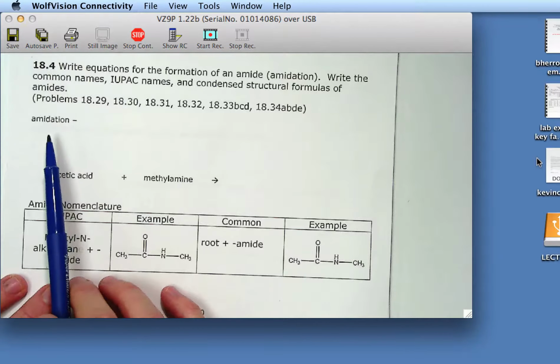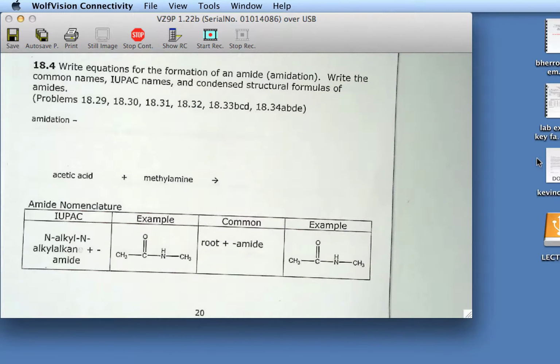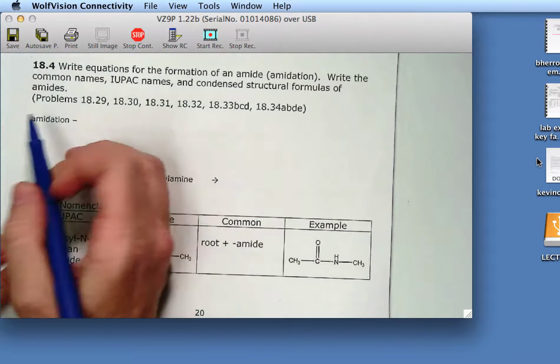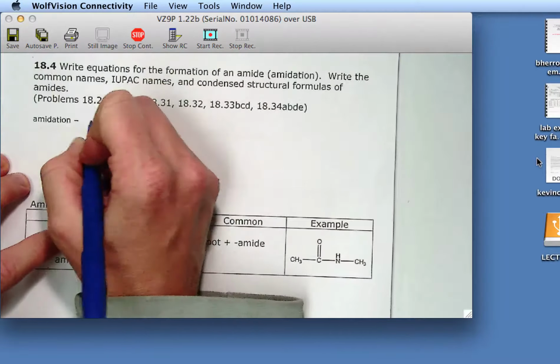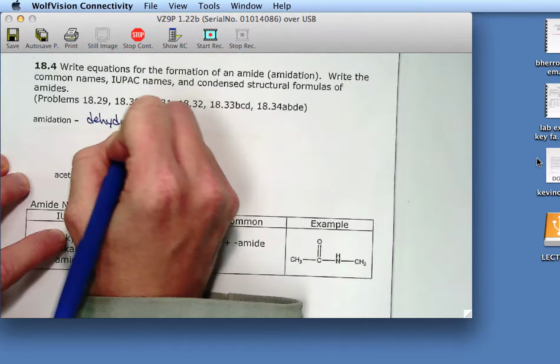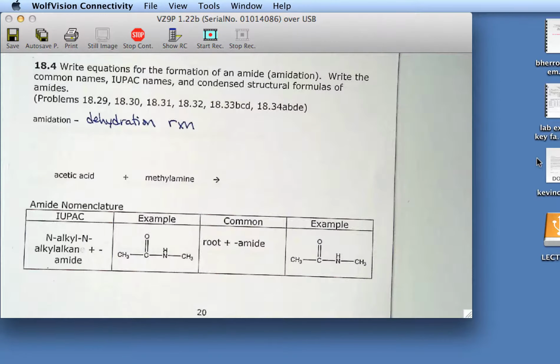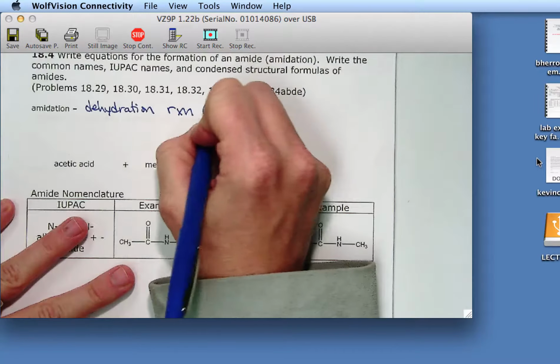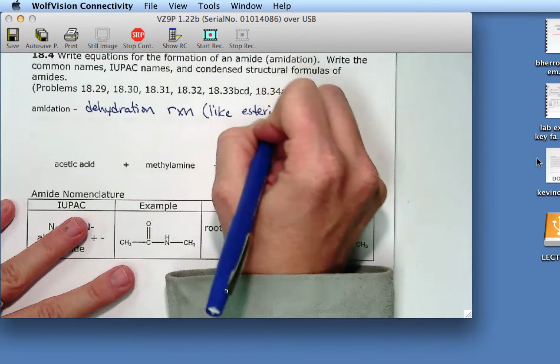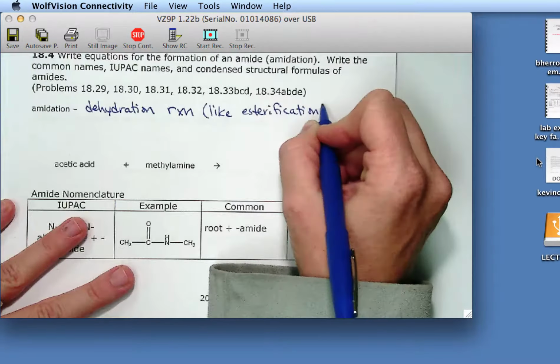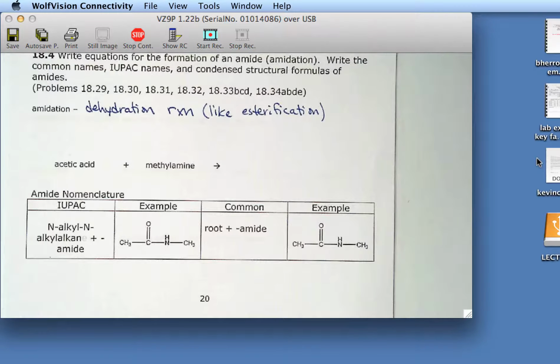So the next thing we're going to learn about is amidation. What functional group do you think forms when you run an amidation reaction? Yes, very good. When you run an amidation reaction, it's a dehydration reaction. And the other dehydration reaction that we've seen is what? Yes, esterification. Instead of forming an ester, it forms an amide.